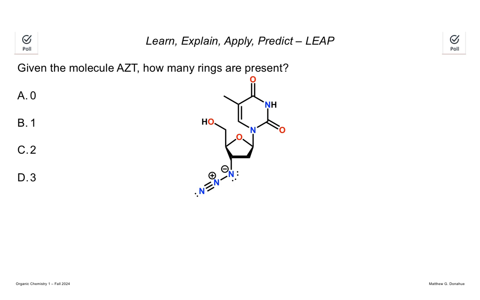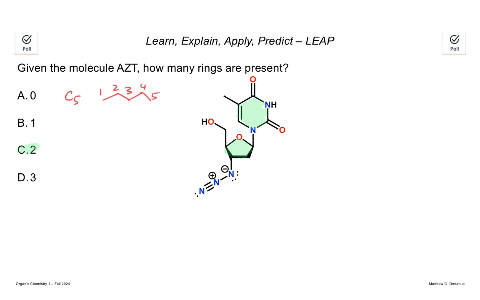Given the molecule AZT, how many rings are present? So let me just fill those in, and I'll explain in a little bit what a ring is. So here is a ring, and here is a ring. So the answer is 2. But how do we spot what a ring is? Let me draw a C5, so 5 carbons. So there's 2, 3, 4, 5. 1, 2, 3, 4, 5.